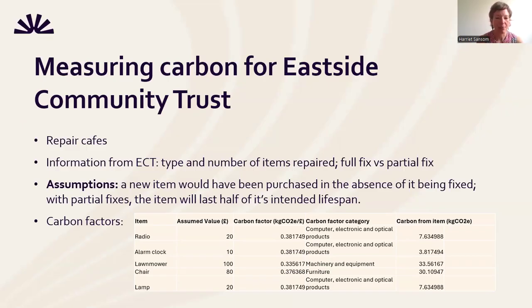So this is a table just showing you some of the items, an assumed value that we developed through an average, doing research on how much items cost, what the carbon factor is for the pounds spent on these types of items, and therefore what's the carbon impact of that item, and therefore what's the saving from the fact that a new item doesn't have to be purchased. Just to say, we'll be creating a guidance document for this project, which will bring this out in more detail, and we can email that to everybody who's signed up to this.